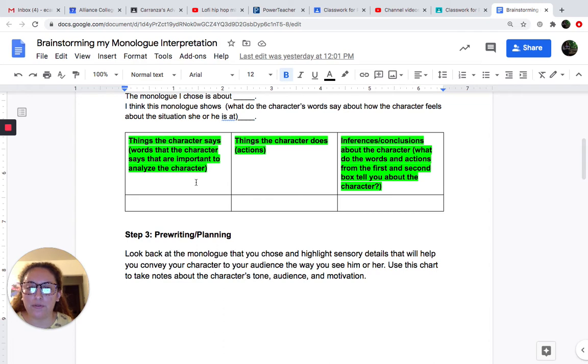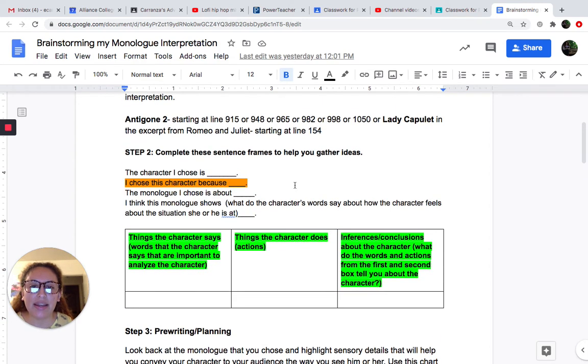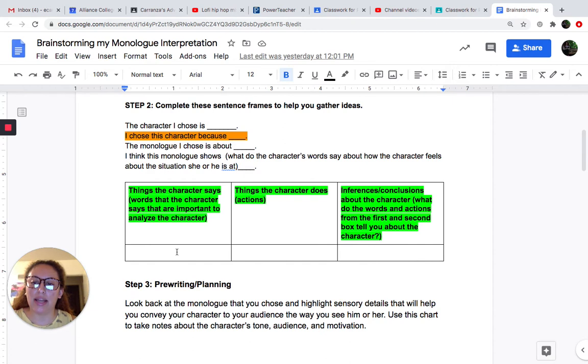So for example, for Lady Capulet, the lines that would be important to note would be when she says, for blood of Capulet, blood of Montague should be shed. Not the exact same words, but something along those lines.